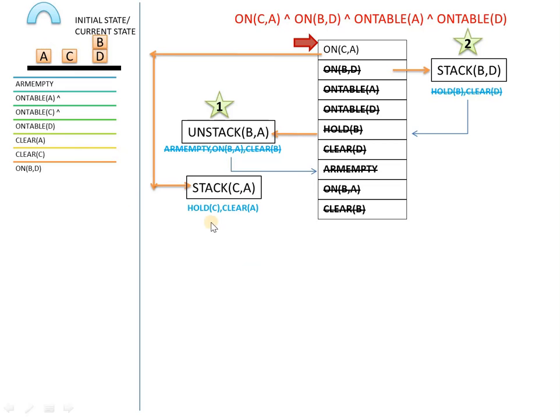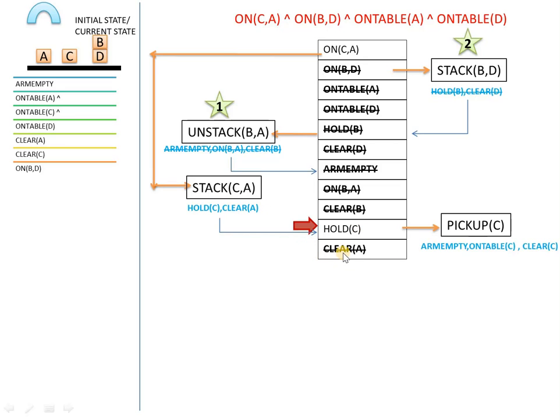So what are the preconditions? For stacking C on A, the arm should contain C and A's top should be clear. So insert it into the stack. We are holding C and A is clear. So we are checking the top value. Clear A is true. Okay, but hold C is not true. Why? C is here and the arm is empty. For holding C, what the arm should do is pick up C.